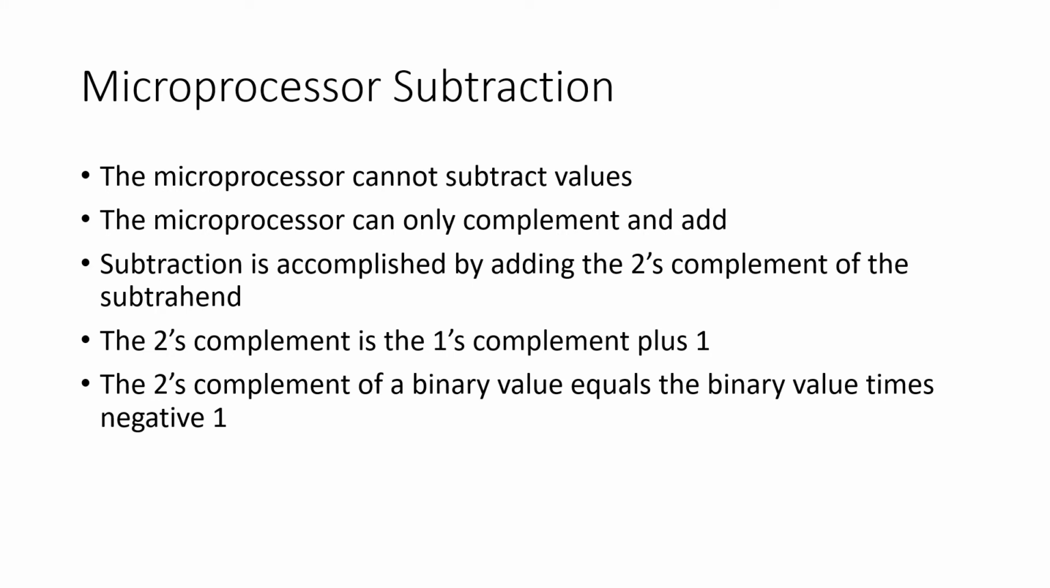Now, understand that the microprocessor cannot subtract values. It can only complement values and add values. But the microprocessor can accomplish subtraction through adding the 2's complement of the subtrahend to the minuend. Now, the 2's complement is the 1's complement plus 1. And the 2's complement of a binary value is equal to that binary value multiplied times -1.